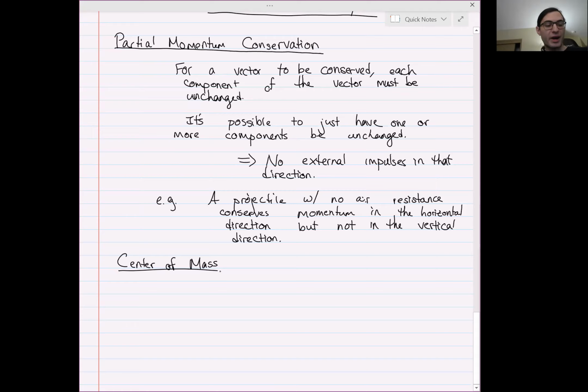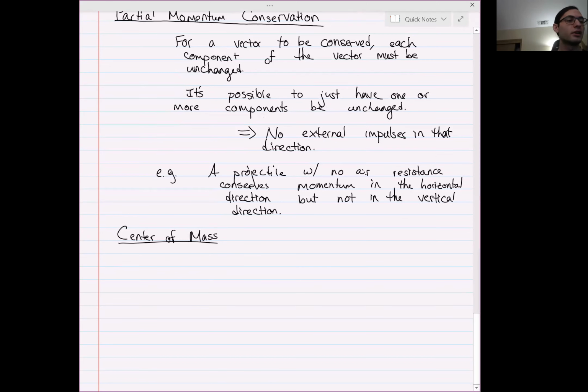So we have to talk about center of mass because remember when we were first talking about Newton's second law, we talked about the acceleration of the center of mass. Well, now we see that momentum conservation is very closely related to Newton's second law. And so if we want to use momentum conservation in a more general setting, we need to understand what the center of mass acceleration really means.